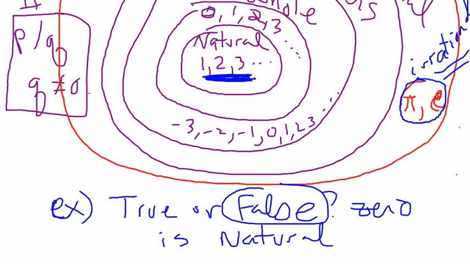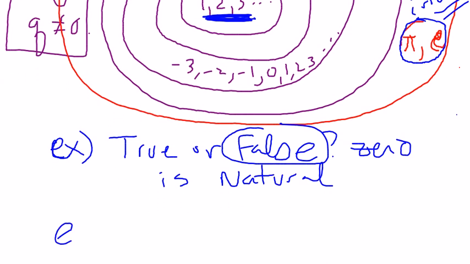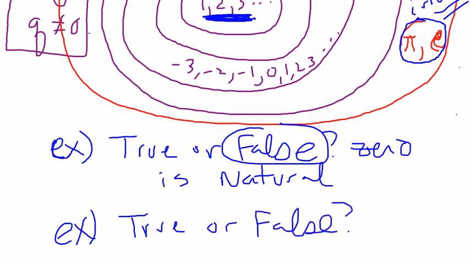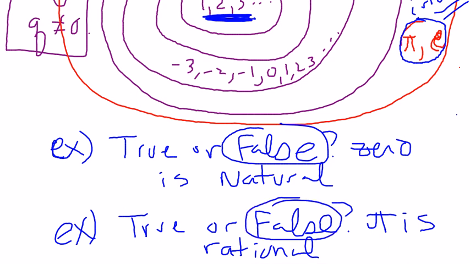Let's try another one. Make sure you're getting comfortable with the language. True or false? Pi is rational. And you say, no, that's false, because pi is irrational. It's a non-repeating, non-terminating decimal, and it can't be expressed as a fraction. Okay, so we're going to play more with these number sets in a moment.